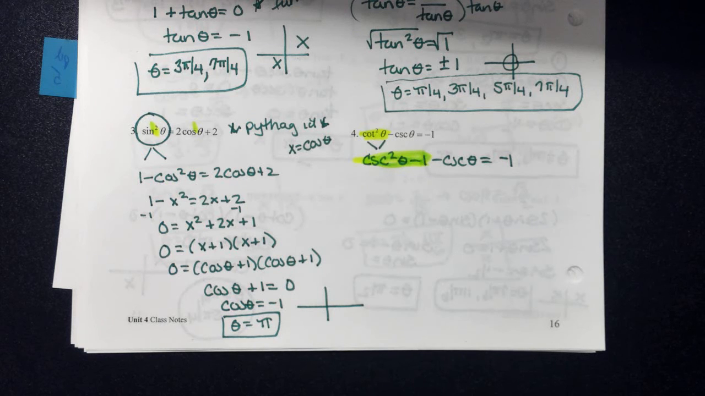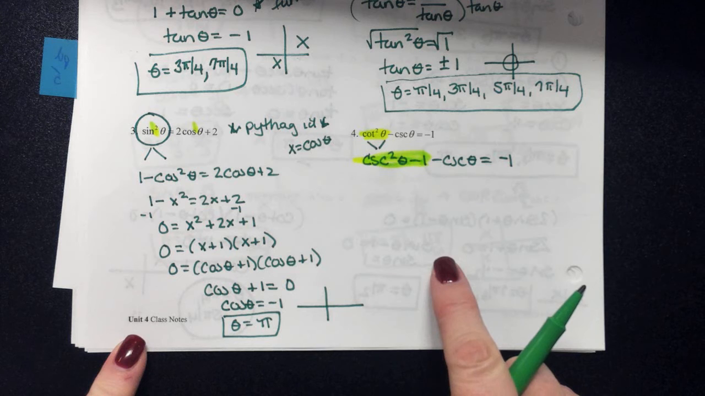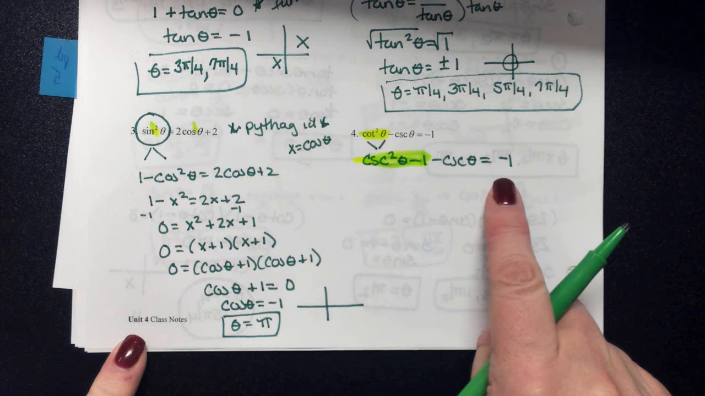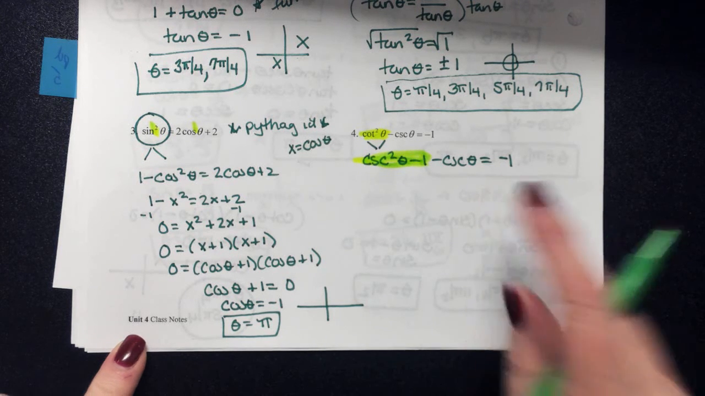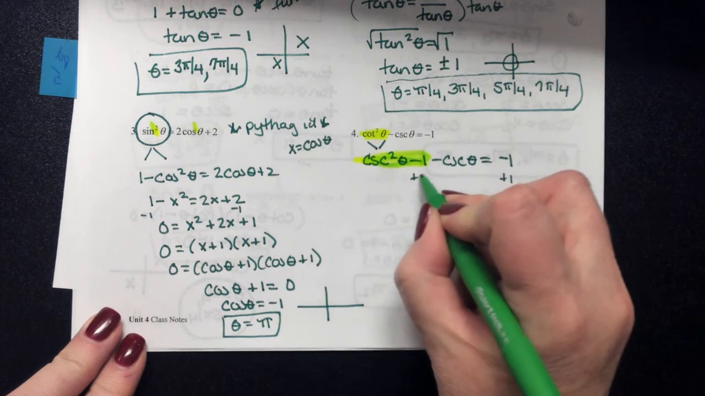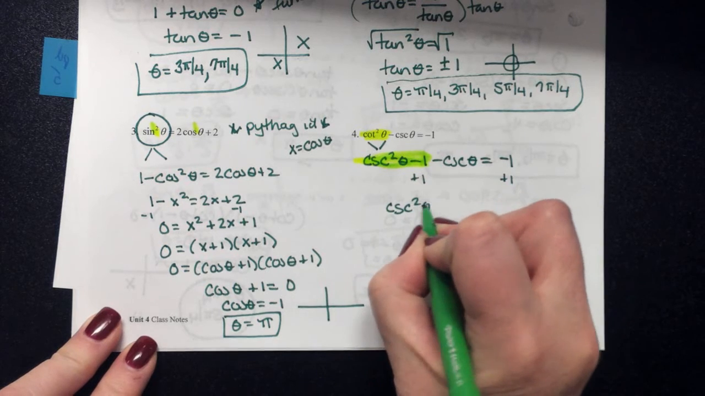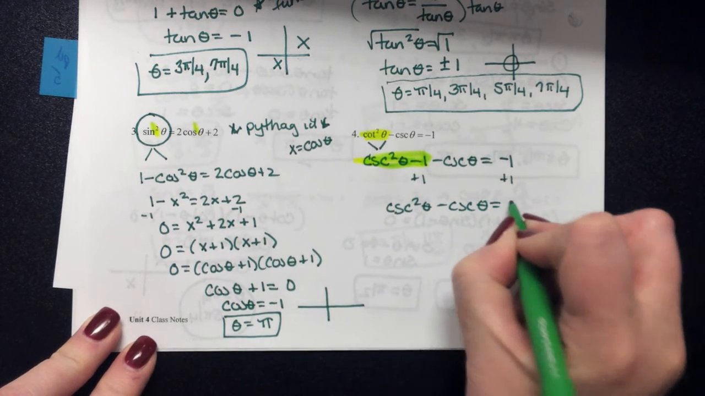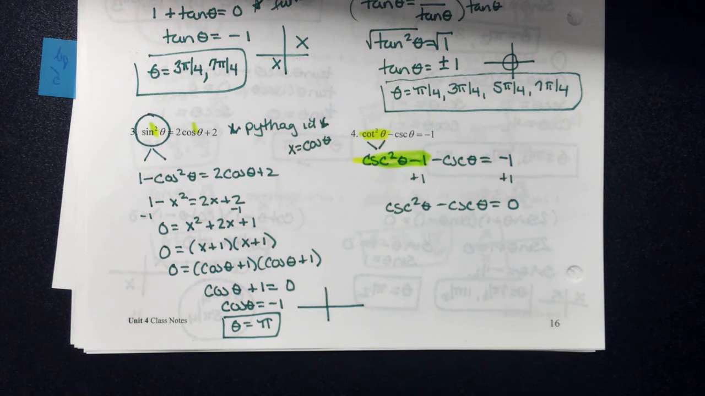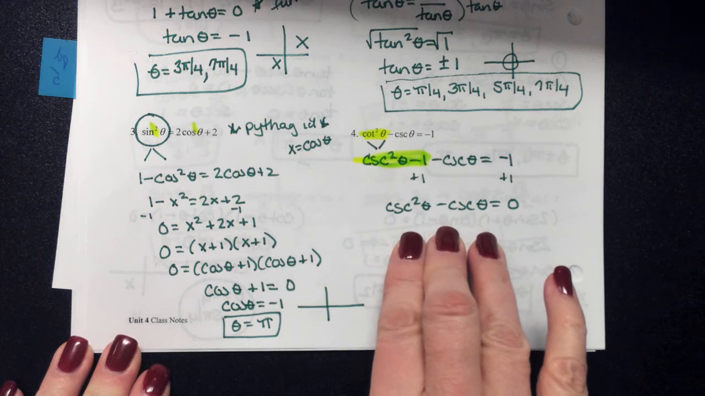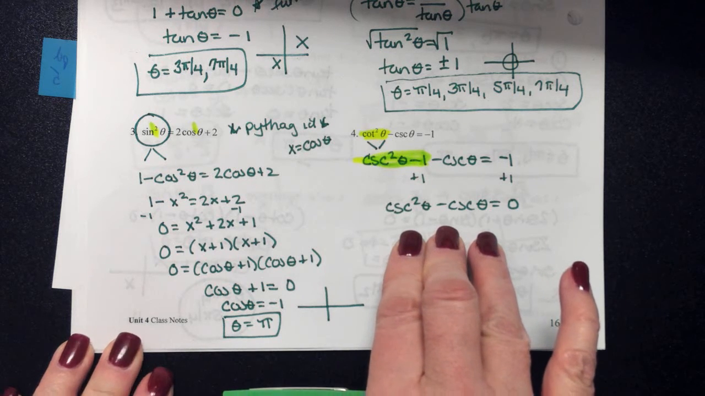So now notice you have an equation that has just one trig function, and that's your goal when you're solving these. You want to try and get them so that you have just one trig function. So now it's a quadratic equation, so I want to solve it by factoring. I want to have a 0 on one side. What happens when I add 1 to both sides? It gets 0. So I'm left with cosecant squared theta minus cosecant theta equals 0. So I know I want to try and solve by factoring. Do I have a GCF? I can pull out a cosecant.